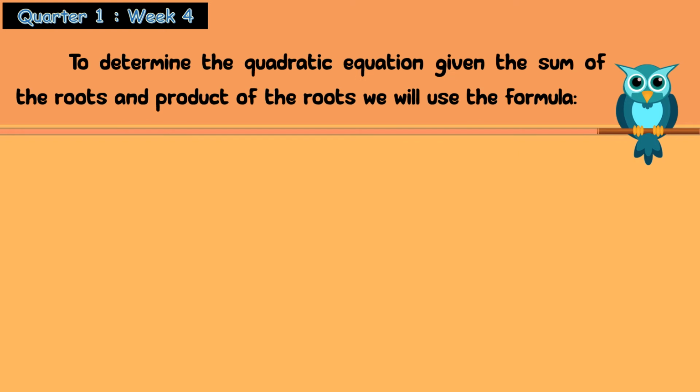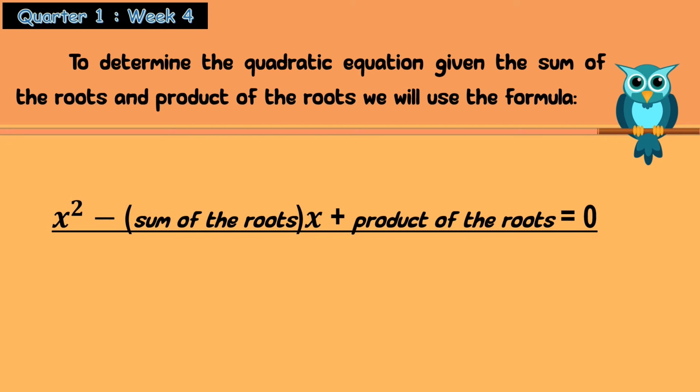So to determine the quadratic equation given the sum and product of the roots, we will use this formula. Okay, so the formula that we're going to use will be x squared minus the quantity of the sum of the roots, times x, plus the product of the roots is equal to 0. So this will be the formula that will help us to easily determine the quadratic equation given the sum and the product of the roots.